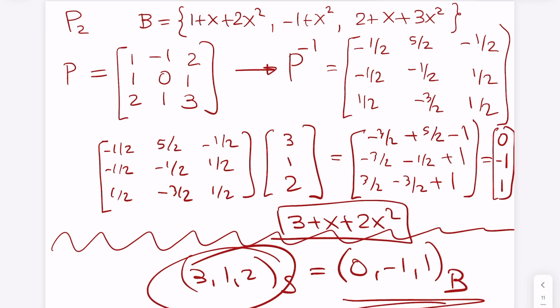So these 0, minus 1, 1 are then the components in the new basis, which is something that we knew already, right? This is what we had calculated before by hand. I used the same example, so we are sure now that this is correct.